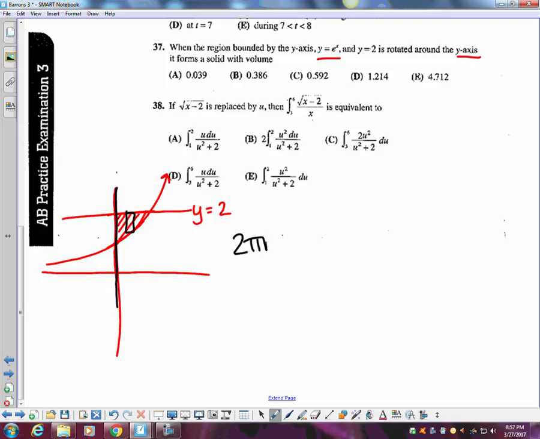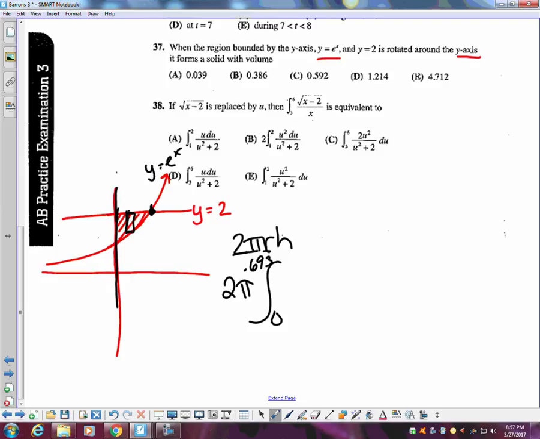And shell is 2 pi RH. So 2 pi. Okay, now from here to here. So from 0, now I don't know where this is. So I'm going to graph. And I'm going to find where y equals e to the x and y equals 2 cross. So pause, go to your calculator, type them in, find where they intersect. So everybody pause and go do that. And they cross at 0.693. Okay, so I've got that.